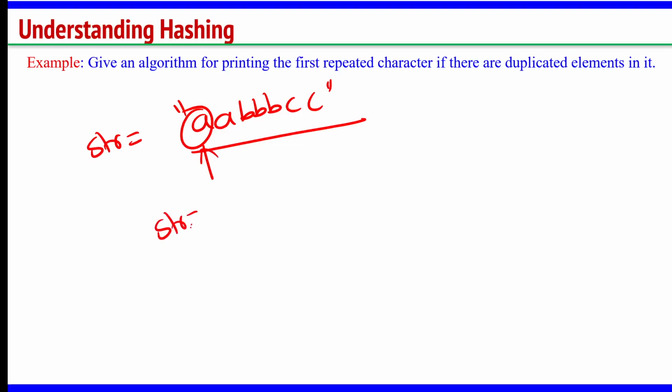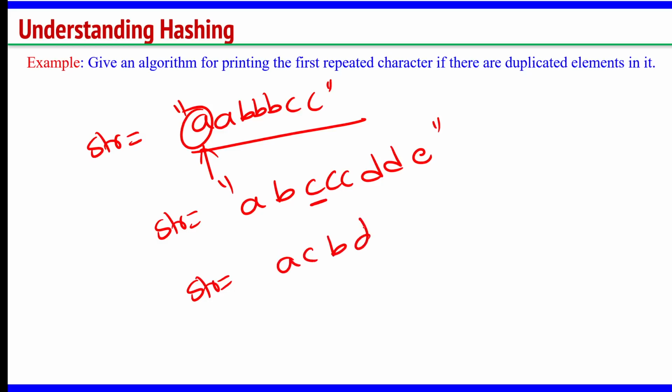Suppose I have the string A, B, C, C, C, D, D, again E. If this is my string, the first repeated character, meaning having duplicate elements, is C. Or in another case, A, C, B, D, E, A, C, and so on. Which one is the first repeated character here? A is repeated here, so A is the repeated character in this case.